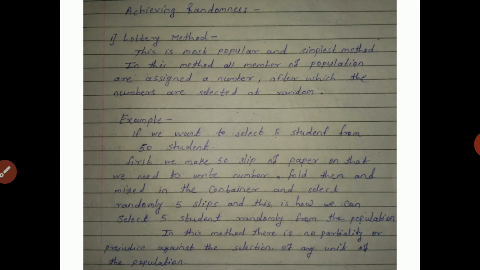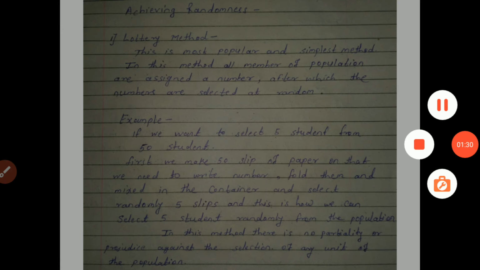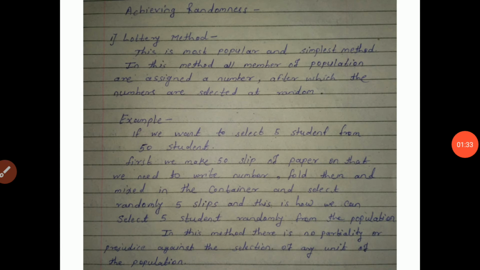So let's see the achievement of randomness. We can achieve this randomness with the help of different methods. We have two methods. The first one is the lottery method, and the second one is using a random number table. So let's see the first method, that is the lottery method. This is the most popular and simplest method.